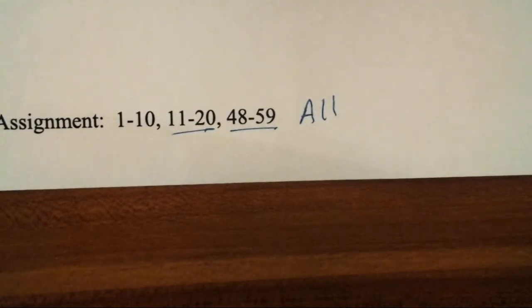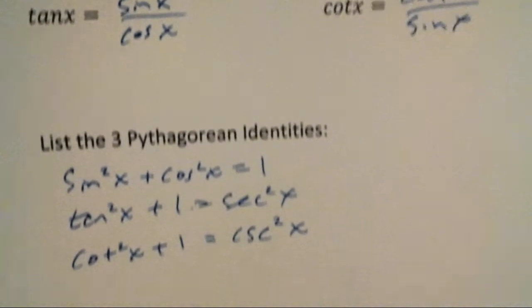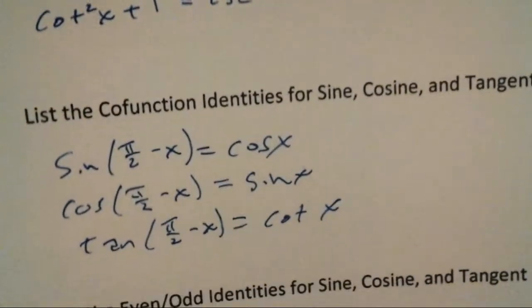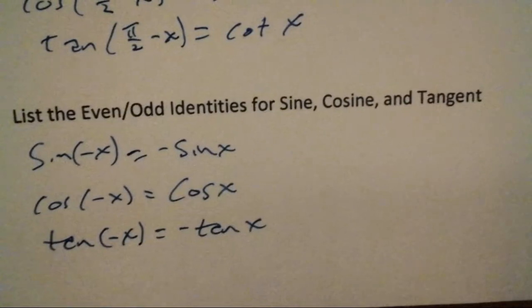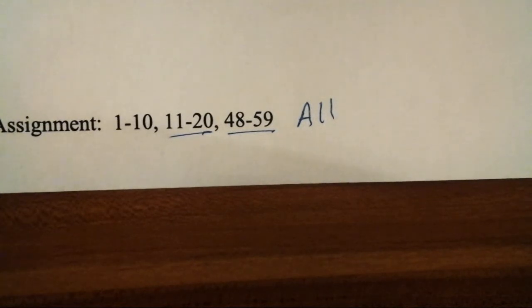You need to be really good on the quizzes that we're taking when we're listing reciprocal identities and when we're listing our quotient identities and our Pythagorean identities and our cofunctions and our even odds. We need to be really strong at recognizing those. Okay, plenty of practice coming, and good luck.